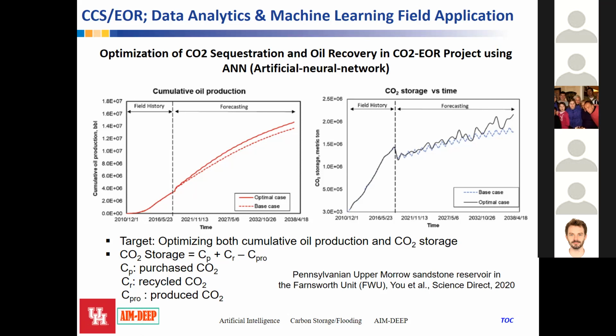So the terms I'm showing in this slide: CPS stands for the purchased CO2, or the CO2 that we captured and injected into the reservoir. C Pro is produced CO2, which is the outcome of the EOR process, and CR is the recycled CO2. So the retained CO2, or the CO2 storage, is going to be CP plus CR minus C Pro.